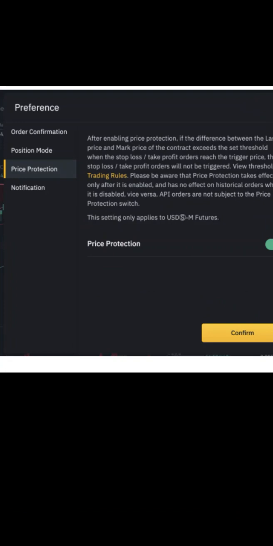Price protection. Once enabled, if the difference between the last price and the mark price of the contract exceeds the set threshold when the stop loss and take profit orders reach the trigger price, the stop loss and take profit orders will not be triggered.